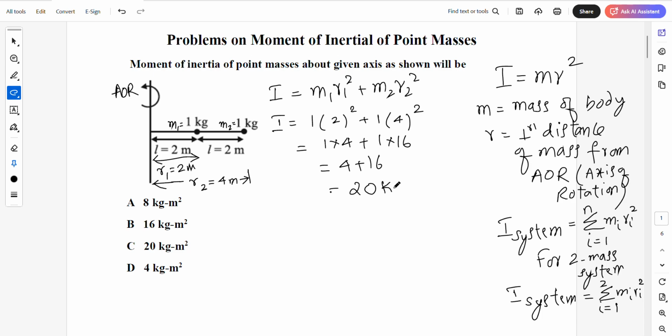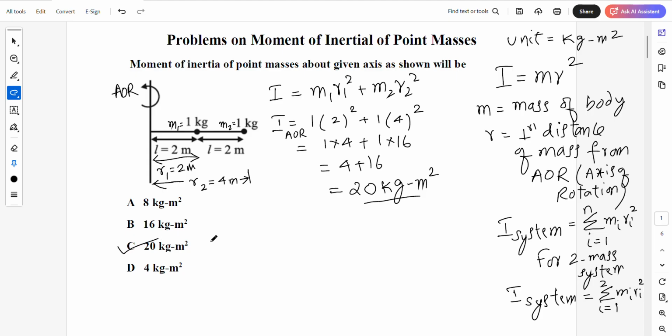What is the unit of moment of inertia? Kg meter square. What is the unit of mass in a system? That is kg. Square of the distance means meter square. Kg meter square. Hope you have understood. The moment of inertia from axis of rotation is given by 20 kg meter square. This is the right answer.